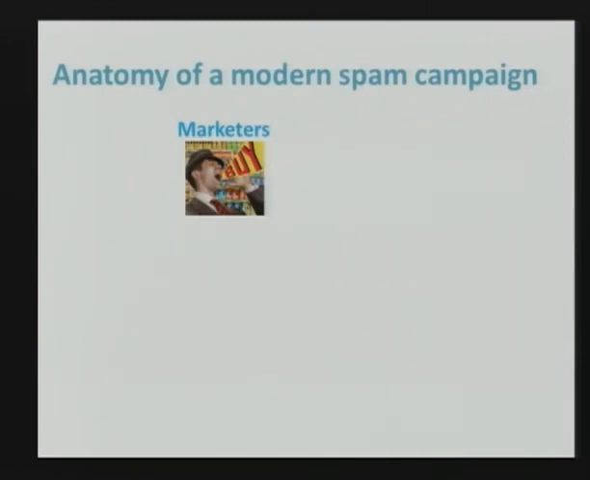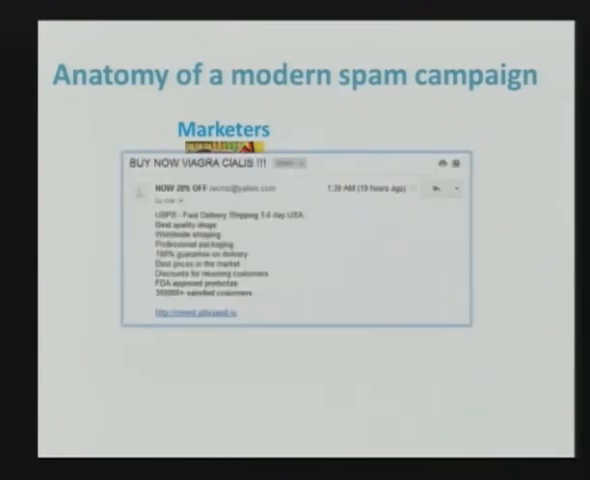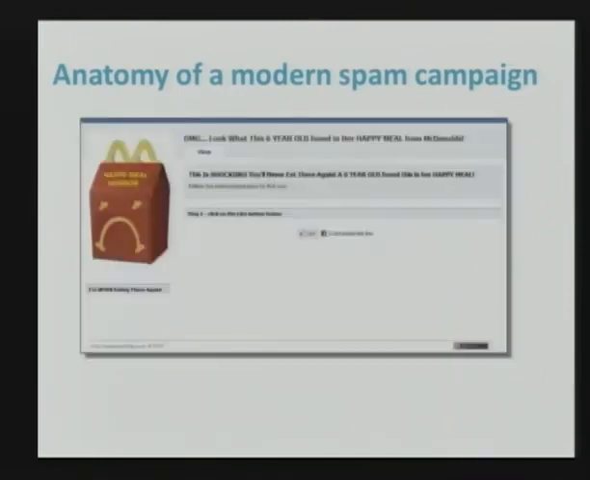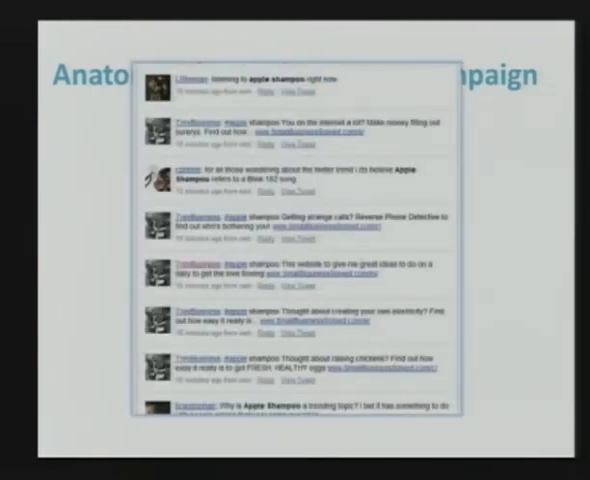Now, a modern spam campaign has three different moving parts, three different entities that we're going to talk about. The first one is the marketers. The marketers here are the spammers. They're the ones that are sending out messages, some spam message that says, oh, you want to buy some Viagra, go to this website. In many cases, this is a spam-based email, but it can also be unsolicited Facebook friend requests or group requests, or spam going out through Twitter or through search engine optimization and search engine manipulation.